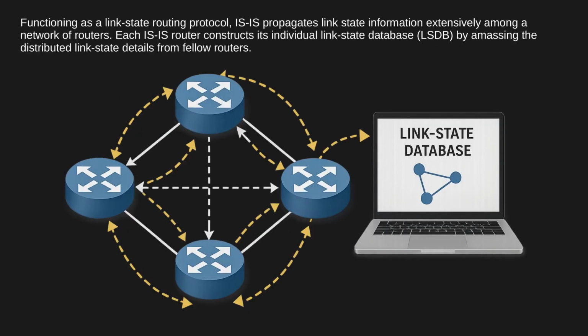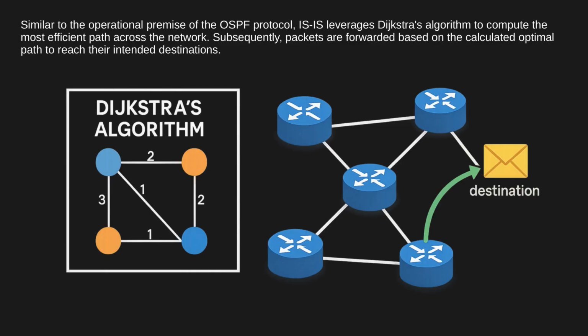Functioning as a link state routing protocol, ISIS propagates link state information extensively among a network of routers. Each ISIS router constructs its individual link state database, LSDB, by amassing the distributed link state details from fellow routers. Similar to the operational premise of the OSPF protocol, ISIS leverages Dijkstra's algorithm to compute the most efficient path across the network. Subsequently, packets are forwarded based on the calculated optimal path to reach their intended destinations.